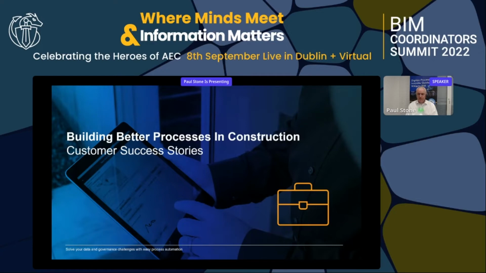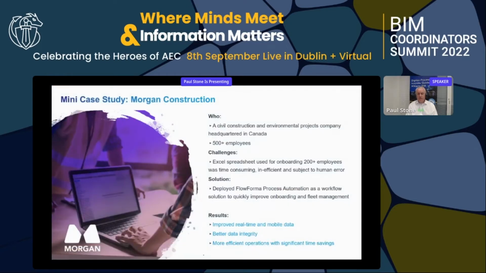I'd just like to talk to you briefly about some of our customers and the success stories they've had, and how they've used digital process automation to make their construction operations better. The first one up is Morgan Construction. They're a civil construction company that works on environmental projects, headquartered in Canada with over 500 employees.